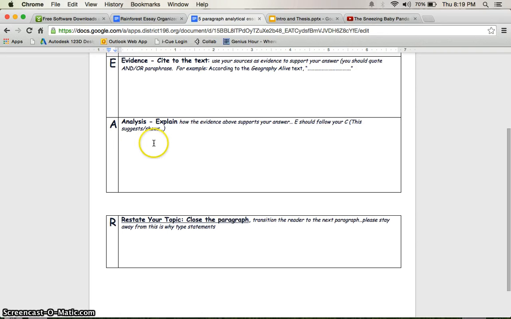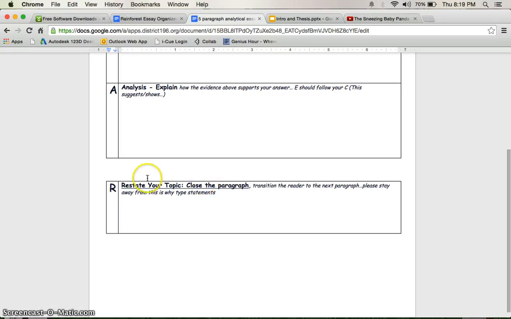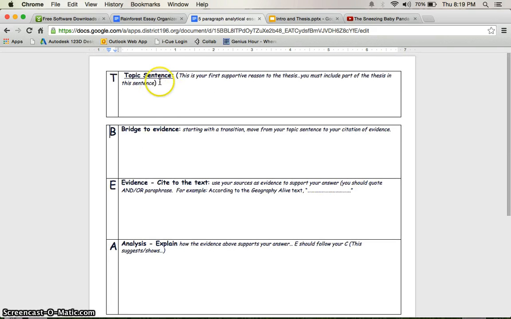The analysis part is going to be the explanation. So how does the evidence, your citation here, support your answer? This is going to really be the bulk of your paragraph here. So you gave me this quotation. The analysis here is really, if you want to think of it, the so what, now what moments. And then you close off your paragraph by, again, restating your topic, which is kind of the concluding sentence. It usually directly ties right back in with the topic sentence up here.